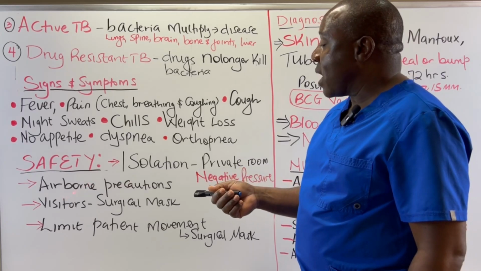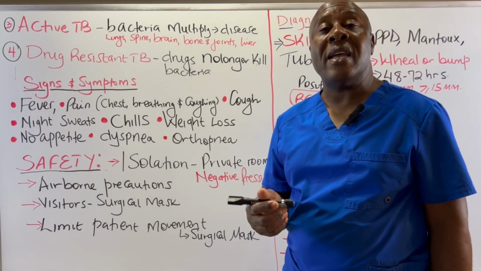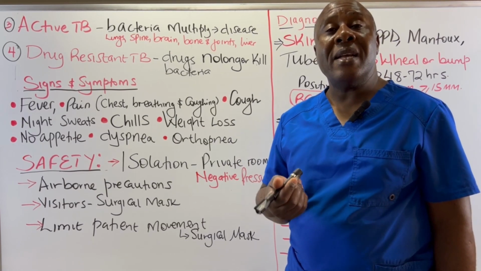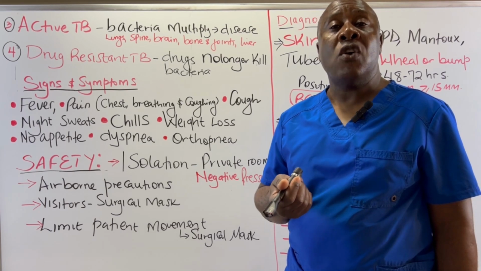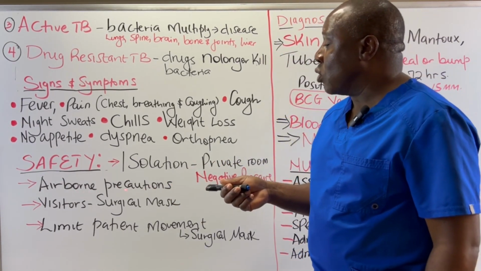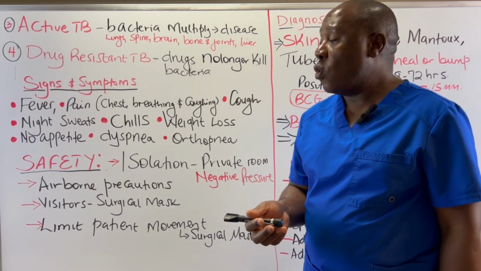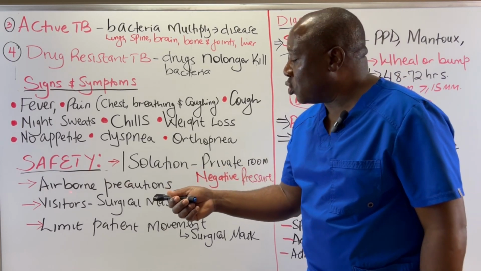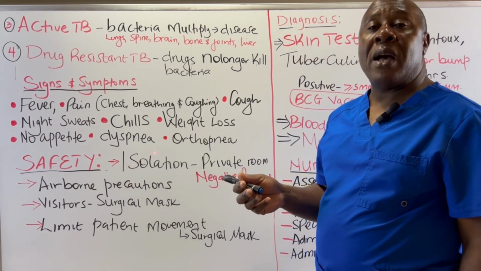This is where healthcare workers must put on an N95. And remember, an N95 has to be fitted. You have to put on the right size of N95 when you go into this room with airborne precautions. You may also need a face mask or even goggles while in that room. So airborne precautions are normally initiated whenever we are treating this particular patient.